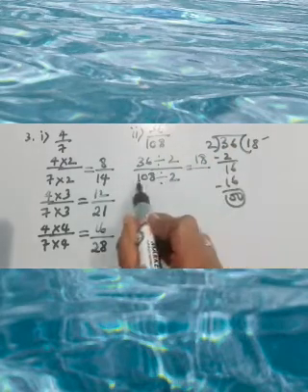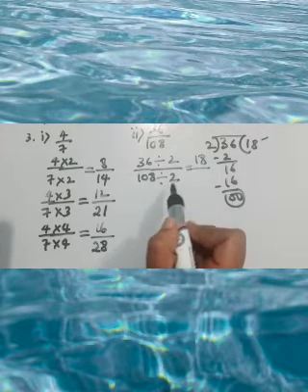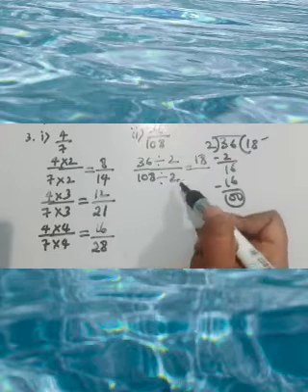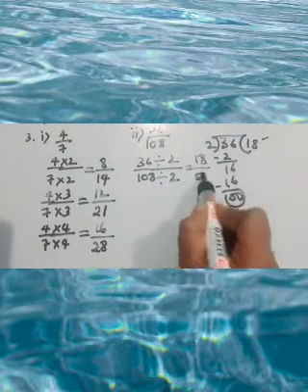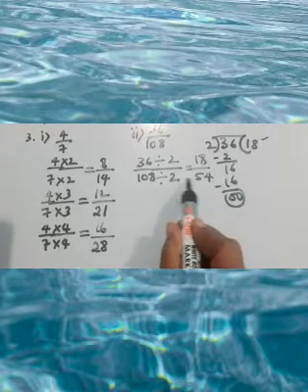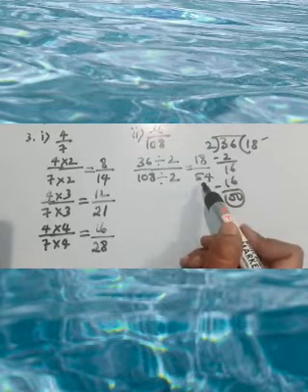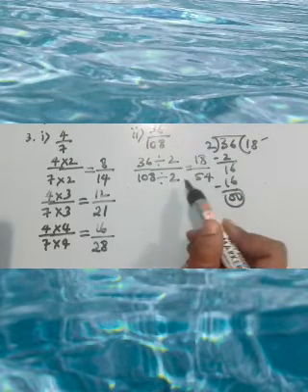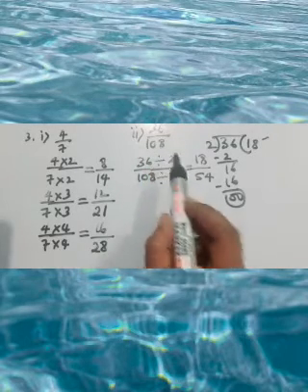Then 108 divided by 2. Children, you have to learn how to divide without actual division, orally. 2 5s are 10, 2 4s are 8. So 54 into 2 is 108. Therefore I write 54 here. 18 by 54 is the equivalent rational number for 36 by 108.